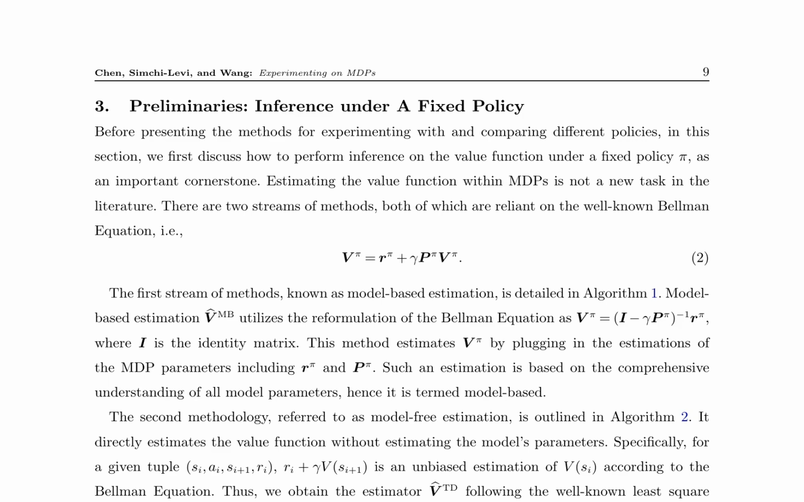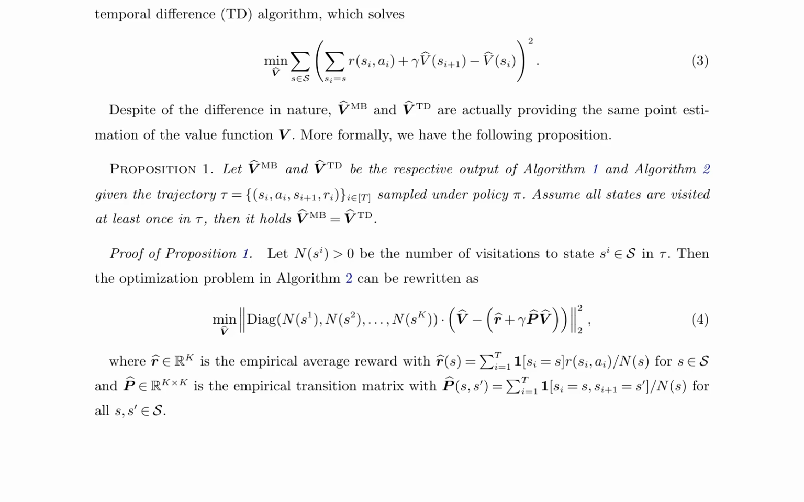In the context of Markov Decision Processes, MDPs, this research explores the inference of value functions under a fixed policy, presenting 2 methodologies: model-based estimation and model-free estimation. Algorithm 1 outlines the model-based approach, which leverages the reformulation of the Bellman equation to estimate the value function. In contrast, Algorithm 2 details the model-free approach, directly estimating the value function without model parameter estimation.